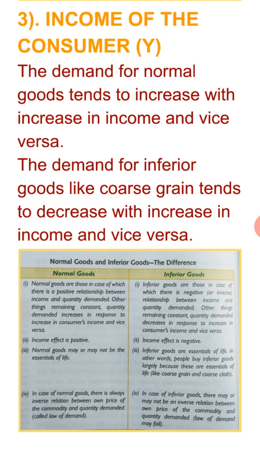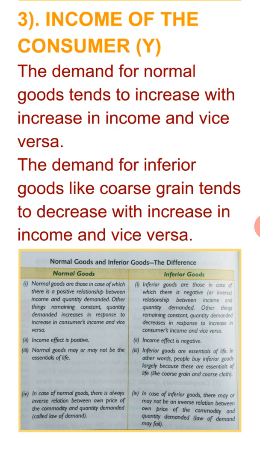Inferior good क्या होता है, essential. That means हमारी life की basic requirement होते हैं. In other words, people buy inferior goods largely because these are essential for life. For example, grains, coarse cloth and etc.